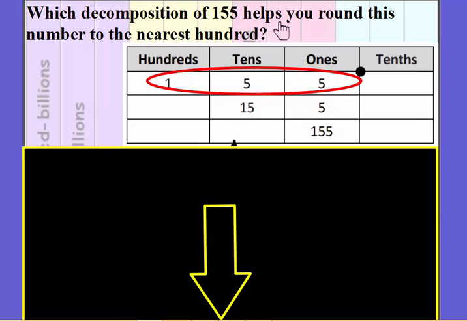Which decomposition of 155 helps you round this to the nearest 100? And I just showed you the answer. It is this one. Why is that? Well, remember when I'm rounding, I'm looking for 5 or larger, and I go to the next place value over. So I'm starting in hundreds, because I want to round to hundreds, and I'm going to my tens. It is 5 or larger, so that's going to round up to my next 100. This number will increase by 1.